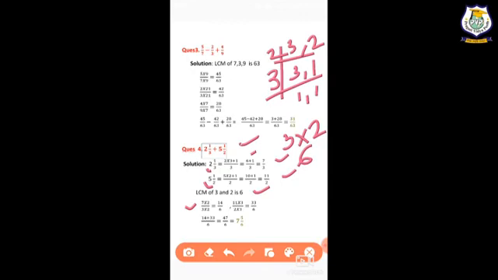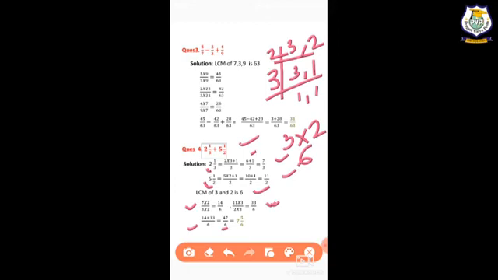It's 14 by 6. 11 by 2. In the 2 table, 6 comes 3 times, so we will multiply it by 3. It's 33 by 6. Now I have written 14 plus 33 upon 6. When we add both the things, we are getting 47 upon 6.